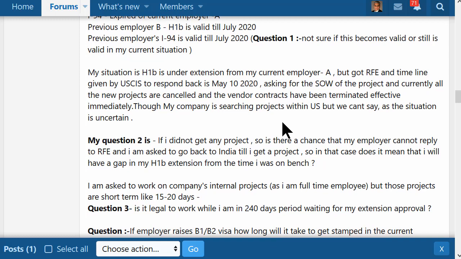Okay, and have your lawyers argue your case strongly that as long as the employer is paying you, you are not out of status and they are looking for a project, they should extend your H-1B.